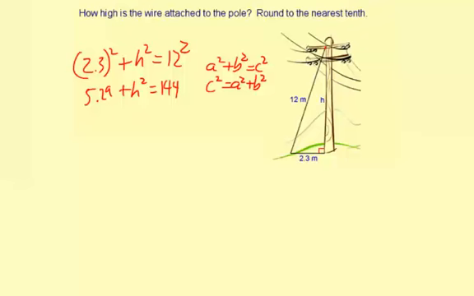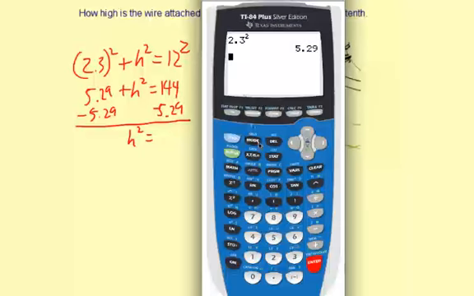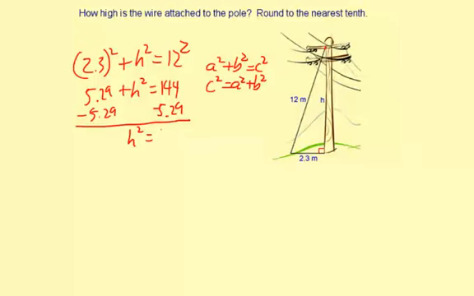If you don't know that, hey, put it in the calculator. Nothing wrong with that. So we want to solve for this h squared right here and subtract 5.29 from both sides. So that's going to leave h squared equals, then I'm going to do 144 minus 5.29. So 138.71 is h squared.